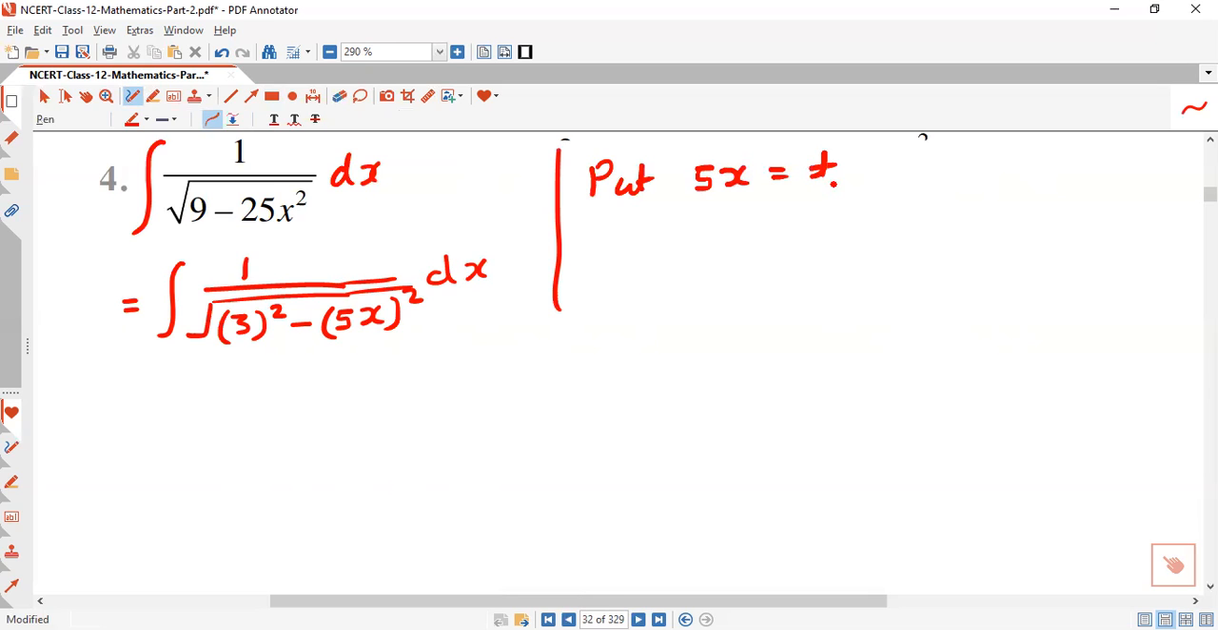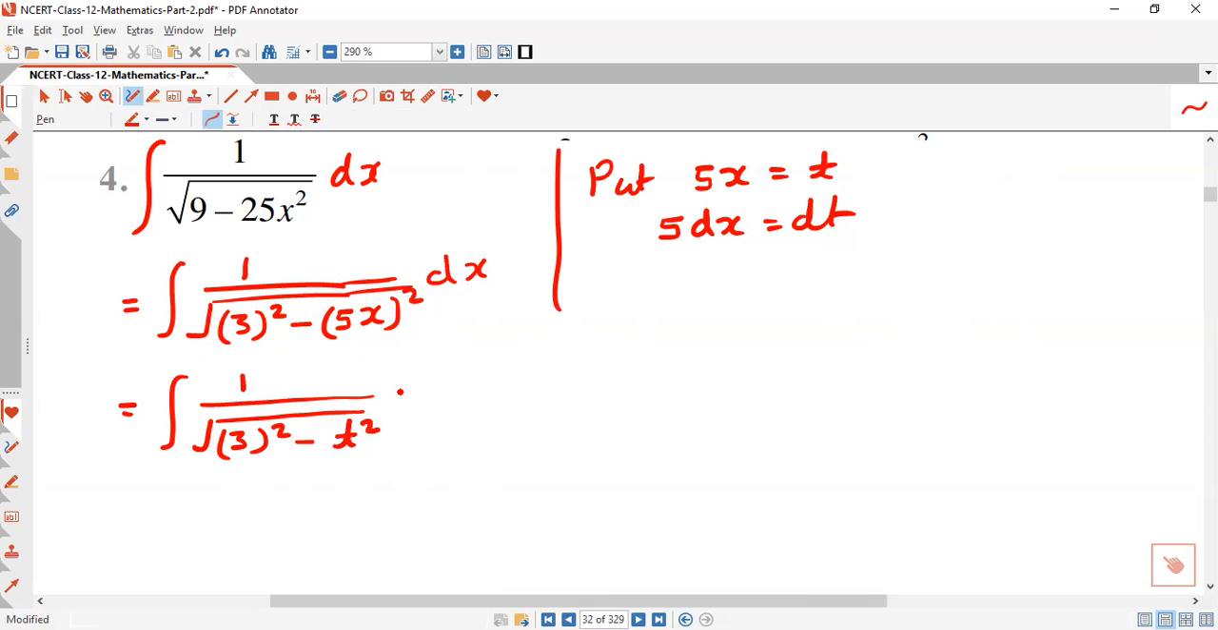Because the variable is 5x, put t. It becomes 5 dx equal to dt. So the integration becomes now 1 upon under root 3 square minus t square dt. Now dx comes out as dt by 5, so 1 by 5 is taken outside. So now these integrations are that.